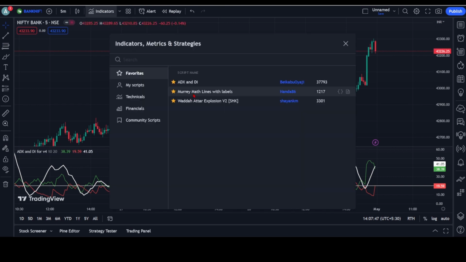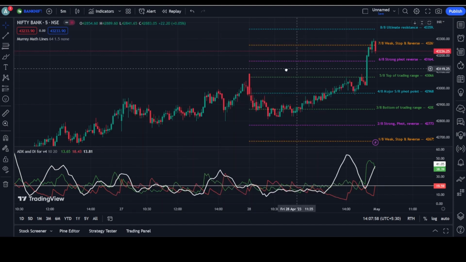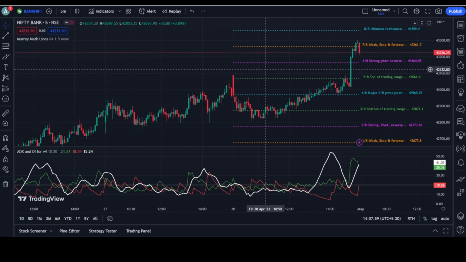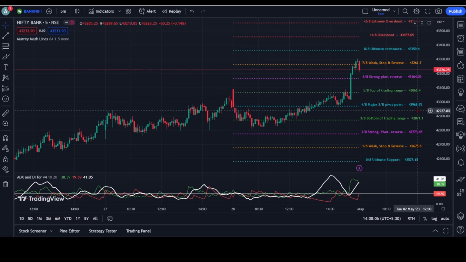Now we select the Murrey Math Lines indicator and get it on our chart. Murrey Math lines will give 14 levels. Major levels are 0 to 8. From level 4 to 8 are uptrend levels, then 3 levels above it for breakout. In the same way, from 4 to 0 are downside levels, and 3 levels below it.